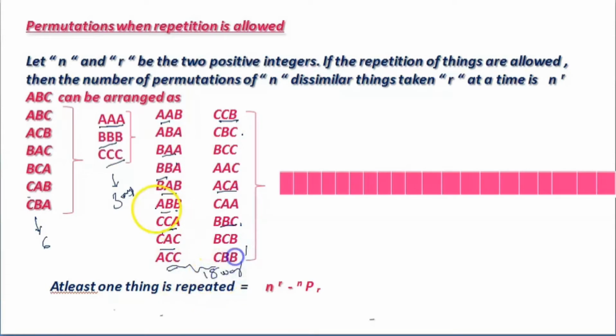18 ways. There are 3 ways. 21 ways. In 21 ways, at least one thing is repeated. In 6 ways, nothing is repeated. So totally 21 plus 6, that is 27. So the number of ways of arranging 3 dissimilar things, taking 3 at a time is 3 power 3, that is 27 ways that we observed here.